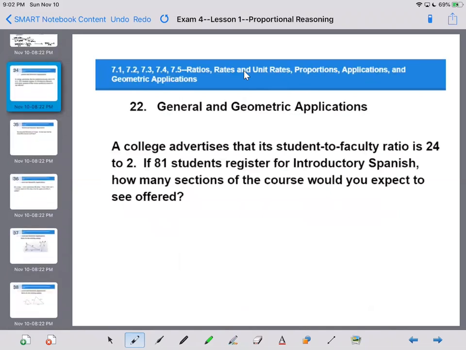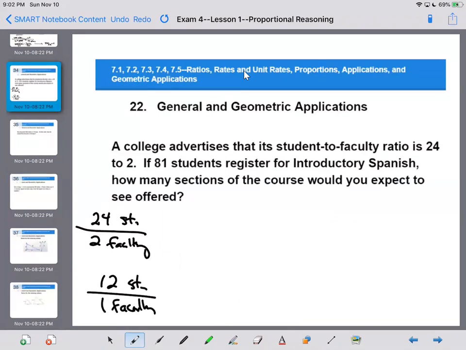A college advertises that its student to faculty ratio is 24 students to 2 faculty, which is the same as 12 students to 1 faculty. That's really nice. If 81 students registered for introductory Spanish, how many sections of the course would you expect to see offered? Well, if we had 81 students, we're just trying to figure out how many faculty.